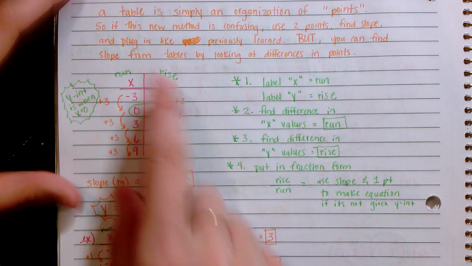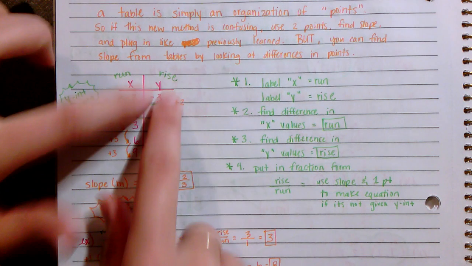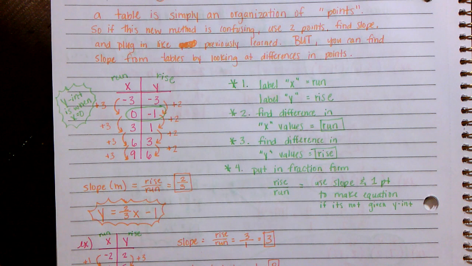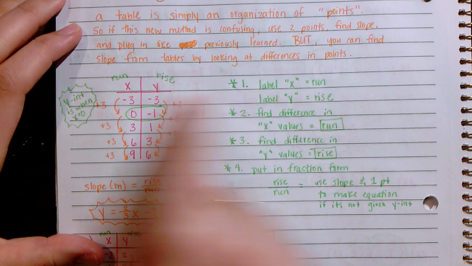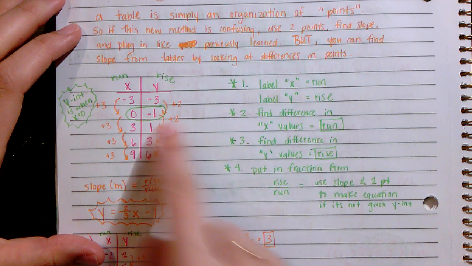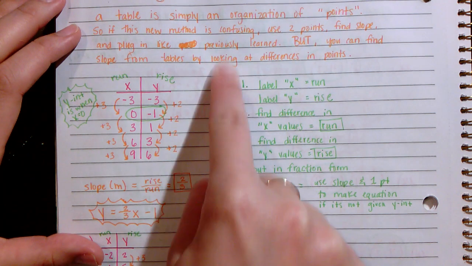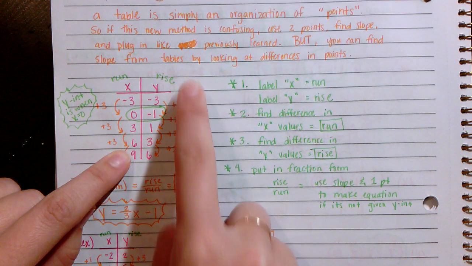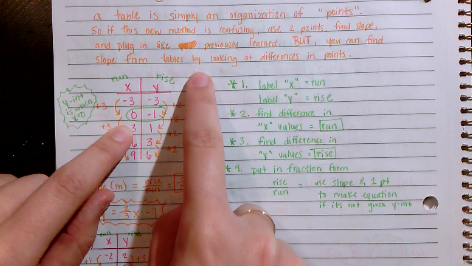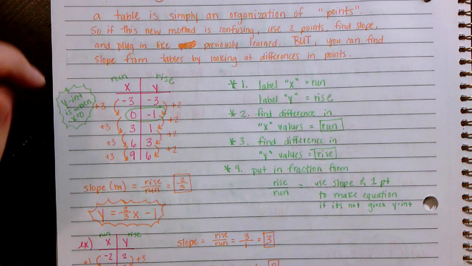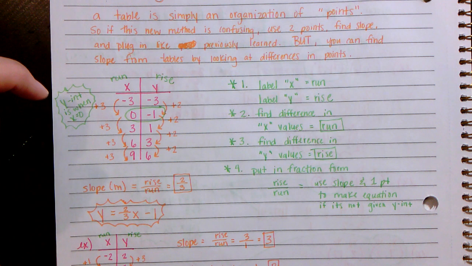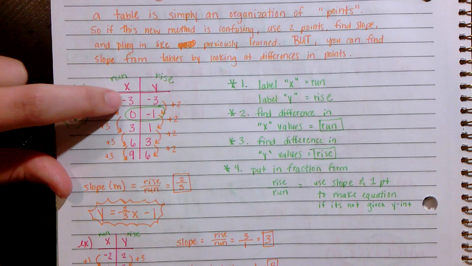First, I want you to label your X column run and your Y column rise, just so that we can look at this and say, okay, all of these X values are running on the X axis. All of these Y values are rising on the Y axis, so that we can remember that these are X's and these are Y's. These are run, these are rise. So what we're going to do is find the difference in our X values and the difference in our Y values. So from -3 to 0, what's the difference?